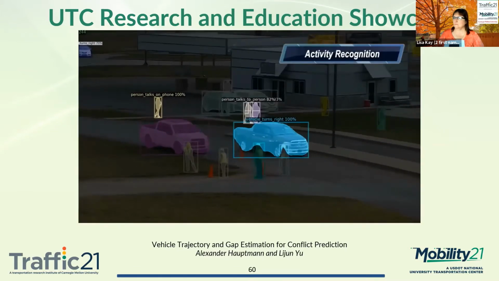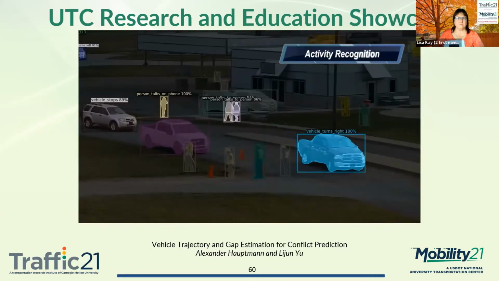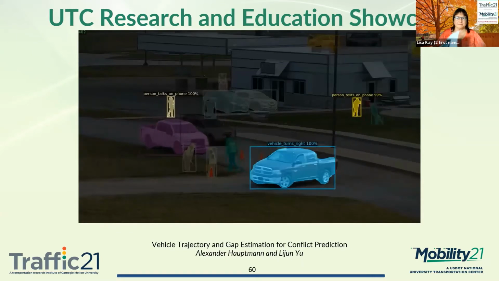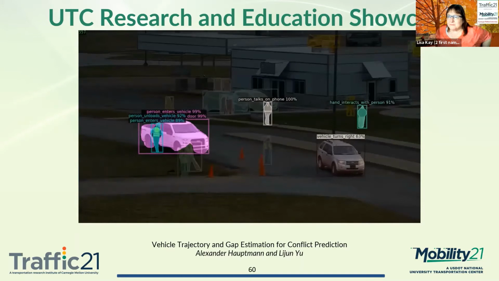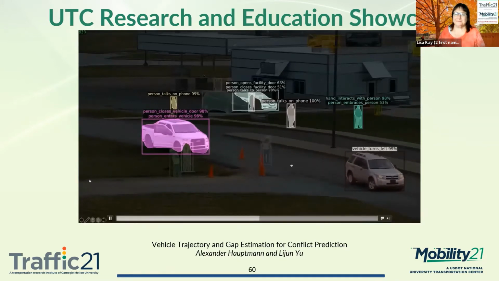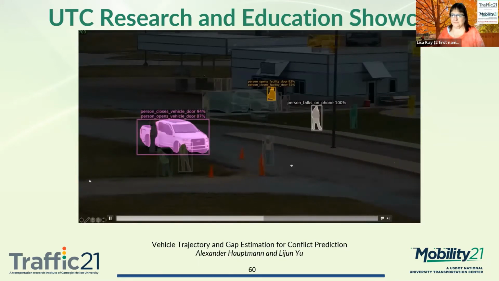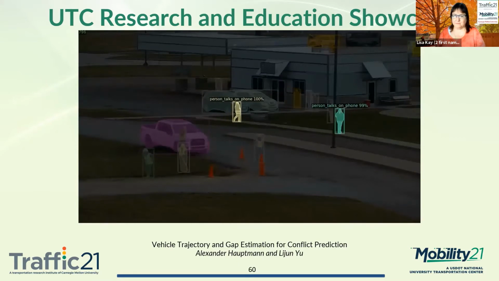Finally, activity recognition labels these proposals with the types of activities occurring. The system supports multiple labels. Here we can see a person entering a vehicle, opening the door, and unloading the vehicle.